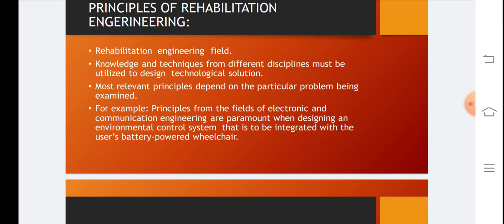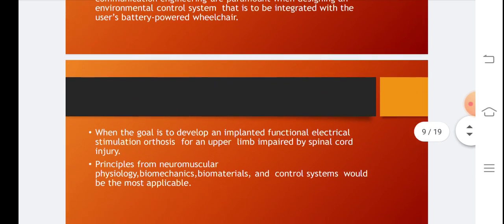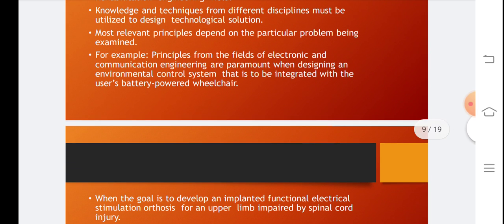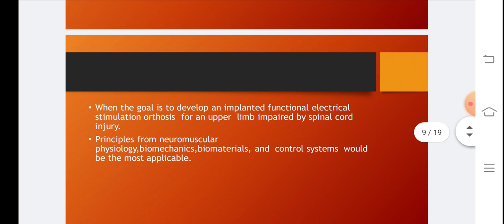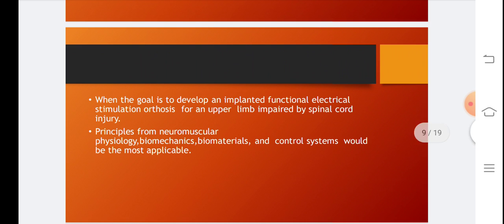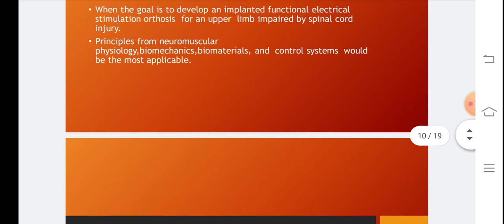For example, principles from the field of electronic and communication engineering are paramount when designing an environmental control system that is to be integrated with the user's battery powered wheelchair. A battery powered wheelchair is the best example of rehabilitation engineering. When the goal is to develop an implanted functional electrical stimulation orthosis for an upper limb impaired by spinal cord injury, principles from neuromuscular physiology, biomechanics, biomaterials, and control systems would be most applicable.